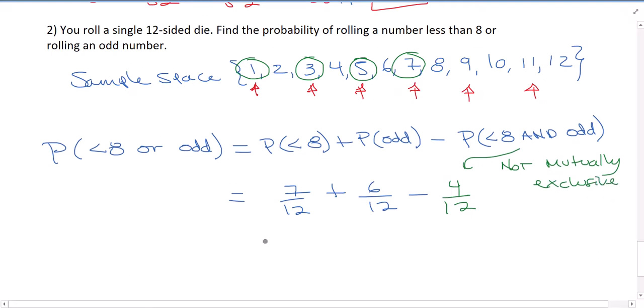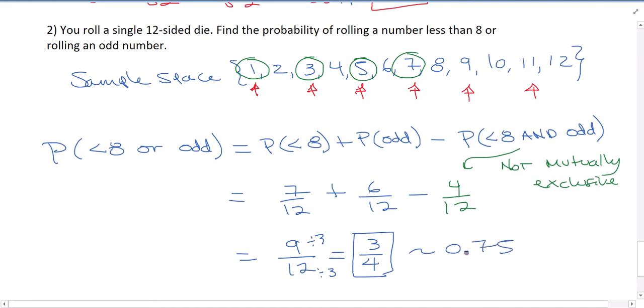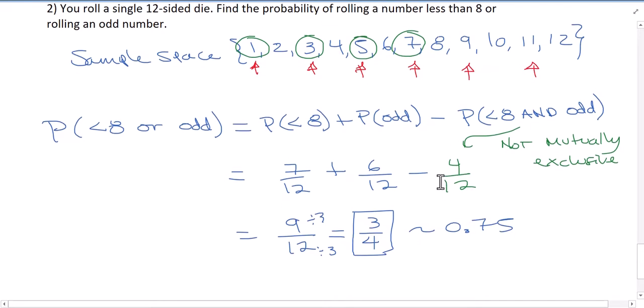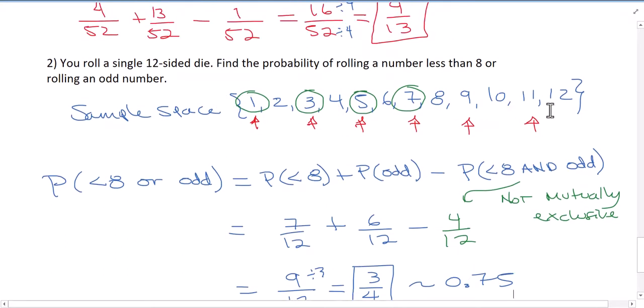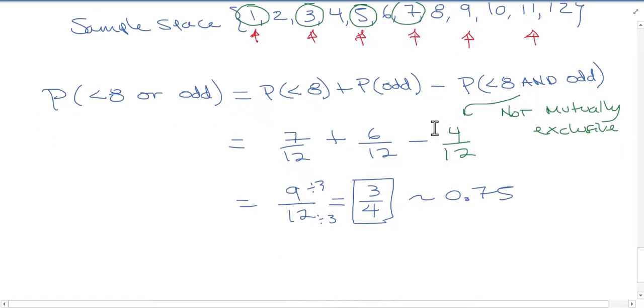So let's combine those. They already have the same denominator, so just add them up. So 7 plus 6 is 13, minus 4 is 9. So I get 9 out of 12. Reduce it. Looks like you can reduce by 3, so it's 3/4. So that will be our reduced probability. If you're asked to write it as a decimal, it will be 0.75. So when available, write out what your sample space is so that you can tell what the probabilities are going to be.